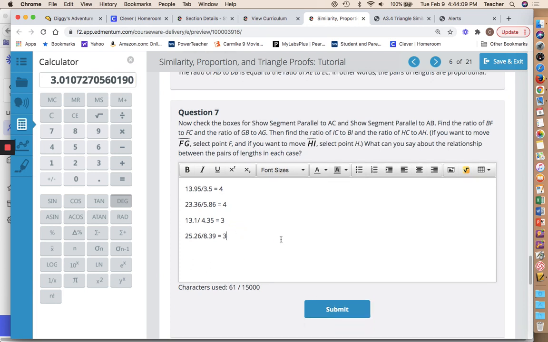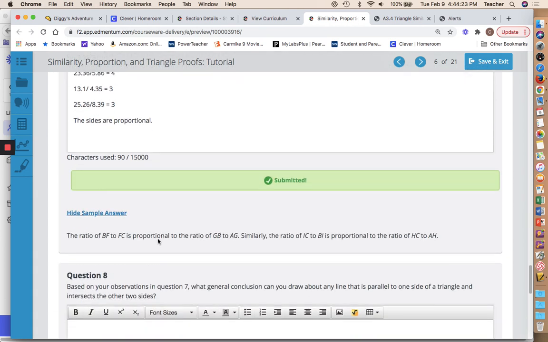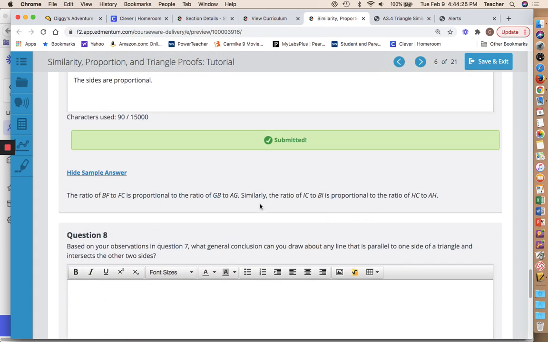So what can you say about the relationship? The sides are proportional. I don't understand why they don't believe me the first time when I say it, but over and over and over again, we're doing the same thing. All right, they're proportional.